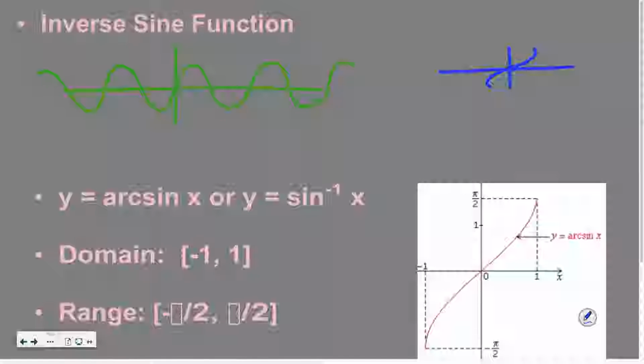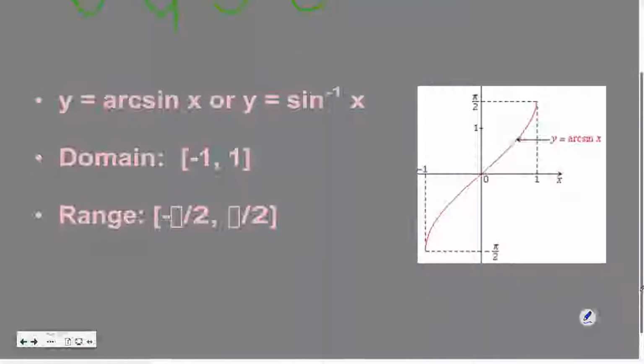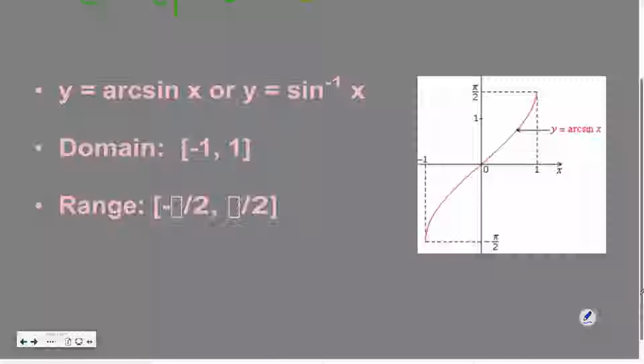So here's some information about the inverse sine. Here are 2 different ways you're going to see it notated. Arc sine means the same thing as sine inverse. Our domain is only from -1 to 1. So that means our inputs can only be between -1 and 1, just like the unit circle values. And our range, our y values only stretch from -pi over 2 to +pi over 2.